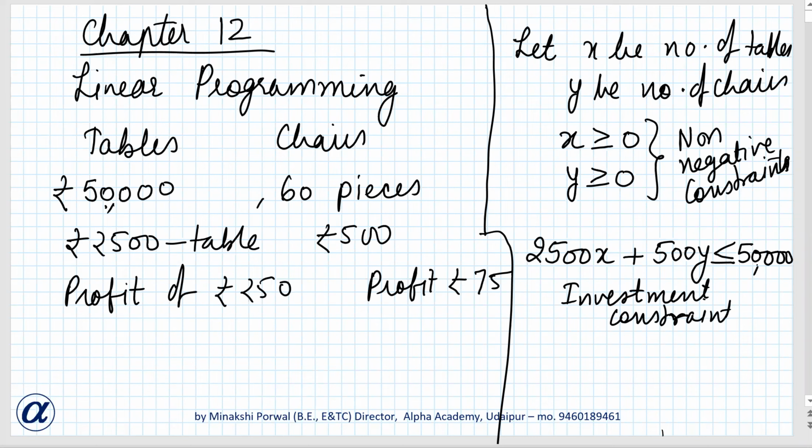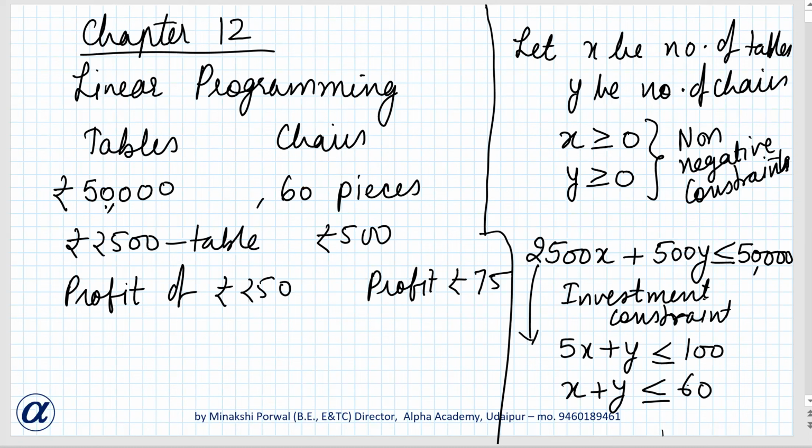Now, when we divide this entire inequality by 500, we get a simplified equation, that is 5x plus y is less than or equal to 100. Now, he has a maximum storage of 60 pieces, which means x plus y is less than or equal to 60. Is it clear?